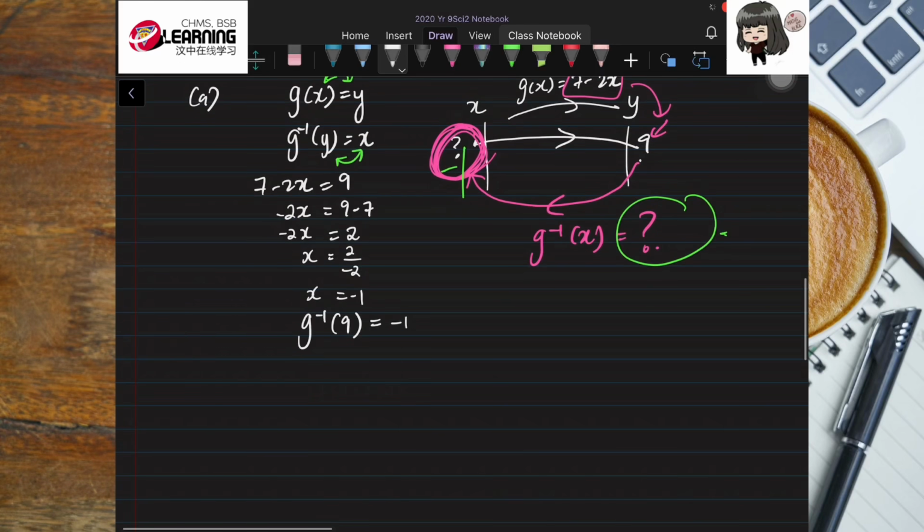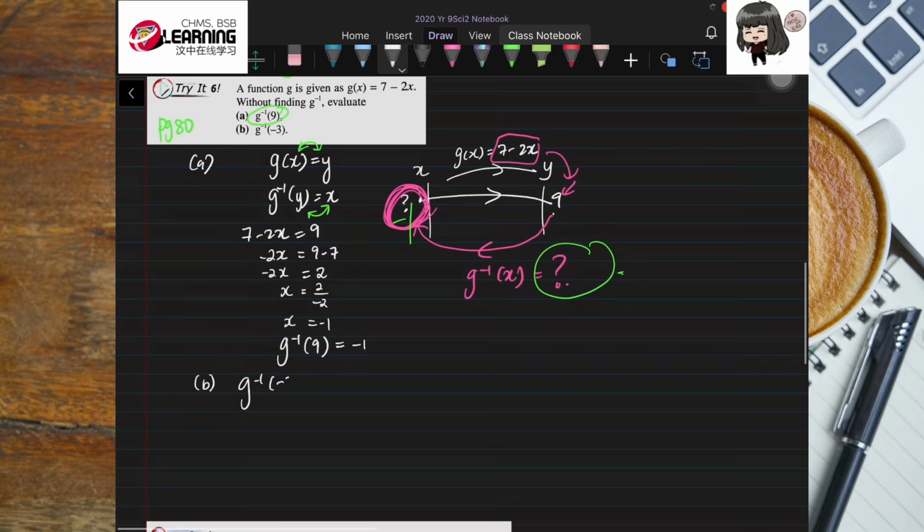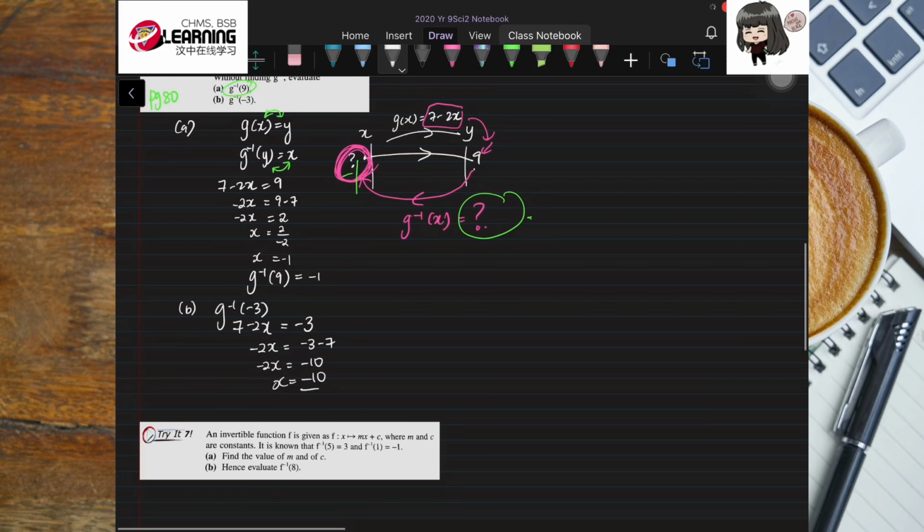Part B, g inverse of negative 3. So same thing, if you have a 7 minus 2x and your output is negative 3, you find back what is the x, find back what is the input, right? Negative 2x equals to negative 3 minus 7. So negative 2x will equals to negative 10, and your x is negative 10 divided by negative 2, and your x is equals to 5.